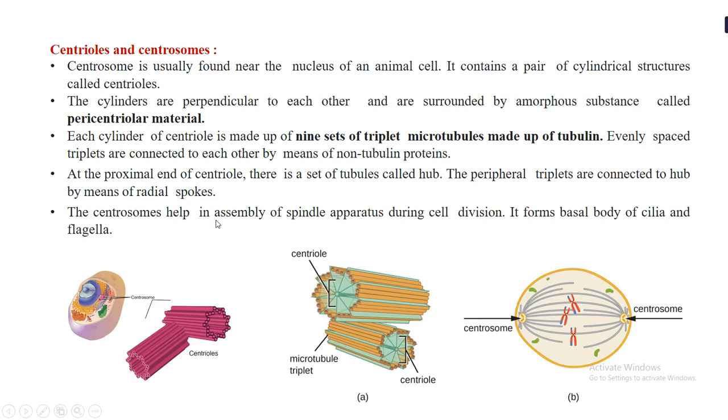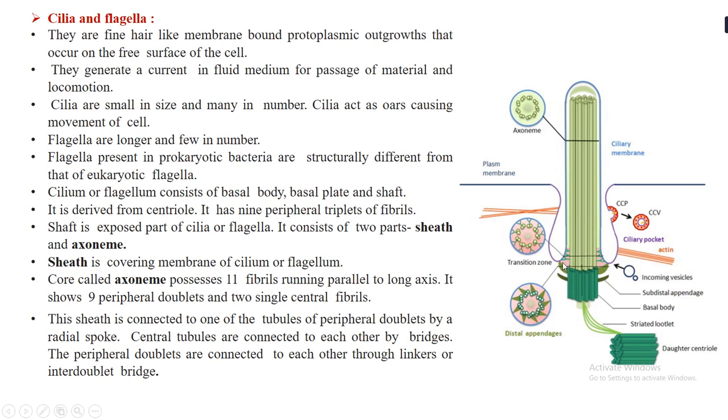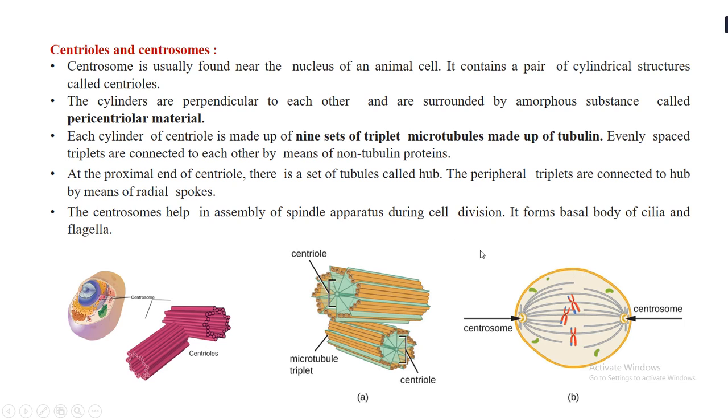The centrosome helps in the assembly of the spindle apparatus during the process of cell division. It forms the basal body of the cilia and the flagella. So if you see over here, the basal body of the cilia and the flagella is made up by the centrosome. So students, with this we end this chapter over here.